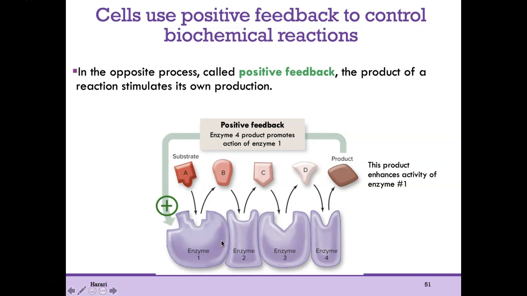So like when you have one product that actually promotes the action of enzyme 1 even more to get more and more and more product. So that's when we want to get something to happen very, very fast. But positive feedback is a lot more rare than negative feedback in organisms because that can lead to disease.